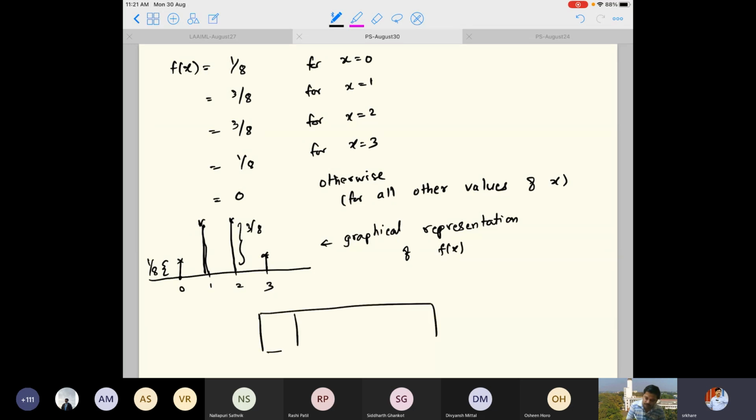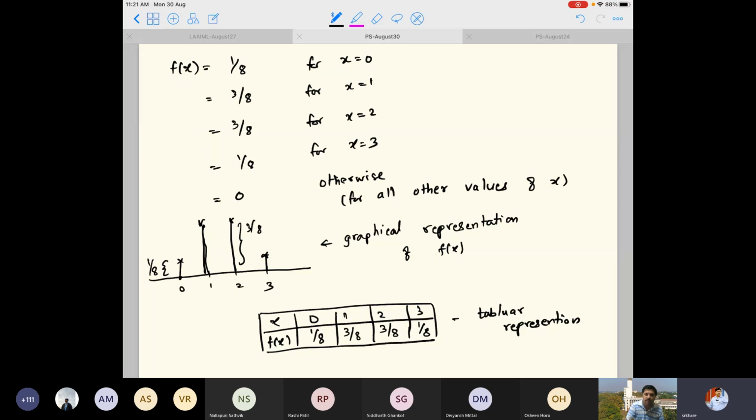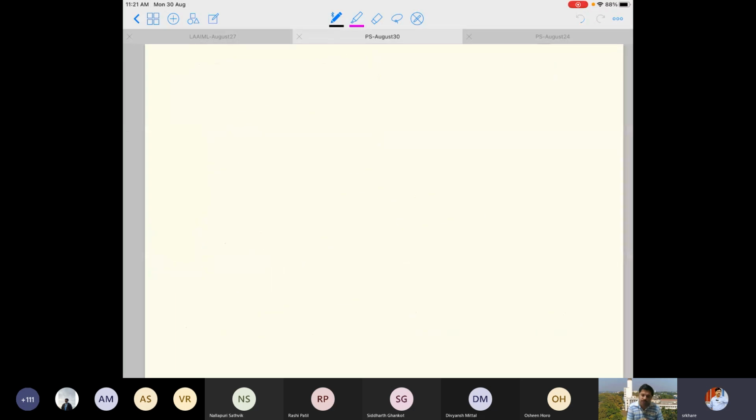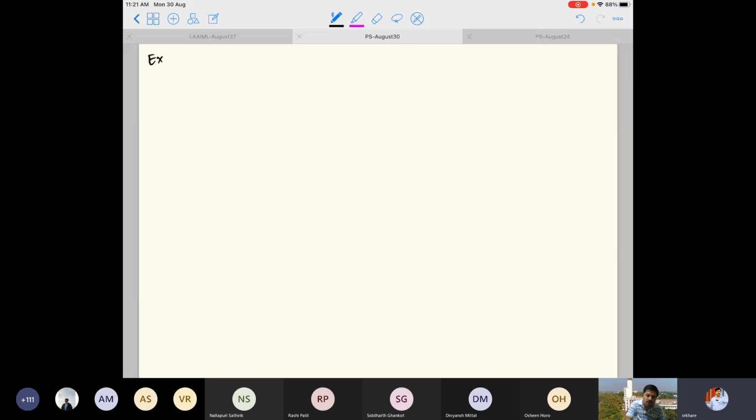You can have a tabular representation of f of x also. I think this is something you might have seen in your 12th standard possibly: x, f of x, with 0, 1, 2, 3, and 1 by 8, 3 by 8, 3 by 8 and 1 by 8, correct? So this is how you can do a tabular representation. Okay, so PMFs can be represented in several ways: a formula given with the range of the random variable, or a graphical representation, or a tabular representation.